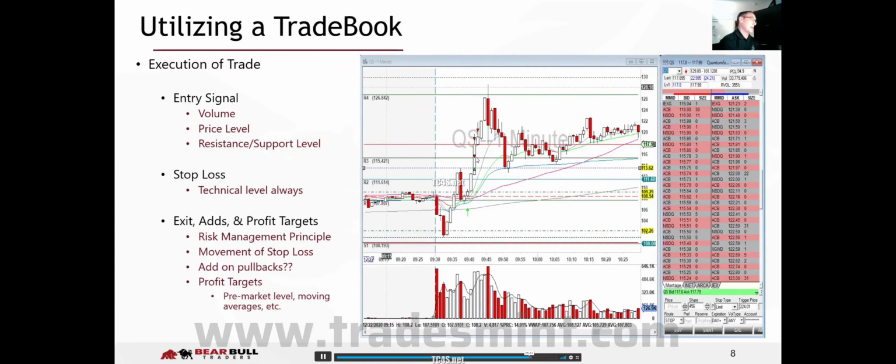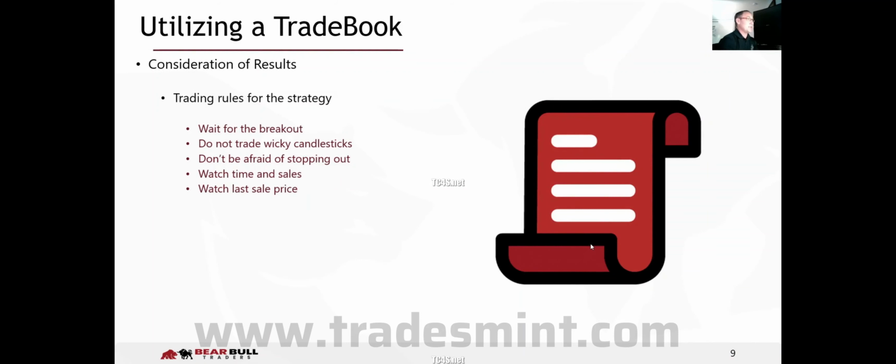And then the final aspect of it is consideration of your results. You want to look at your trading rules for your strategy. Did you follow them? Did you wait for the breakout? Maybe one of yours is you don't want to trade wick candles. You're afraid of being stopped out, so don't be afraid of it. Make sure that your eyes are focused on what you want to be focused on, the last sales price, or the time and sales, or maybe it's the level 2. But it's important for you to evaluate how well you executed your rules for your strategy as well as your overall rules for the trading day.